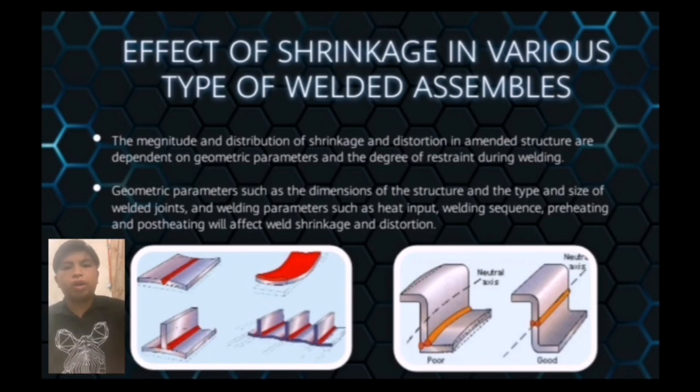Effect of shrinkage in various types of welded assemblies. The magnitude and distribution of shrinkage and distortion in a welded structure are dependent on geometric parameters and the degree of restraint during welding. Geometric parameters such as the dimensions of structure and the type and size of welded joints, and welding parameters such as heat input, welding sequences, preheating and postheating will affect weld shrinkage and distortion.